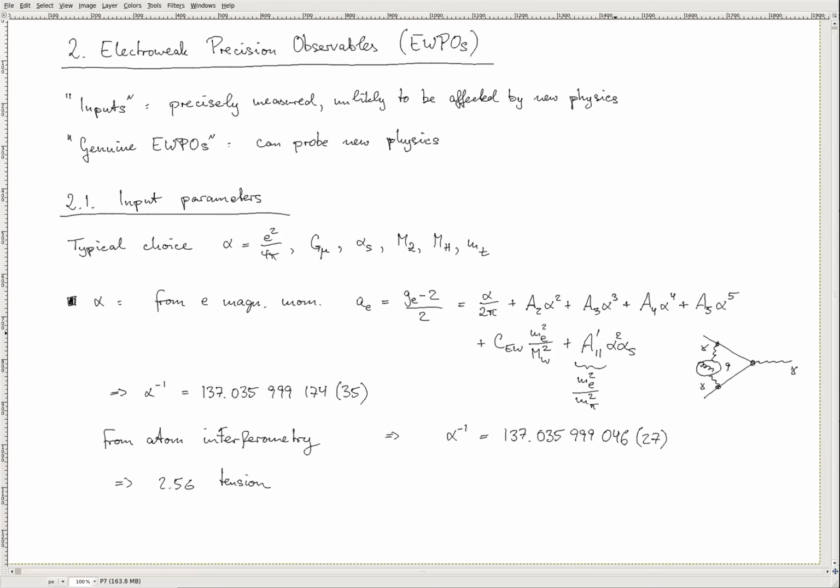What is G mu in the input parameter? Right, so this is the decay constant of the muon in the Fermi model.